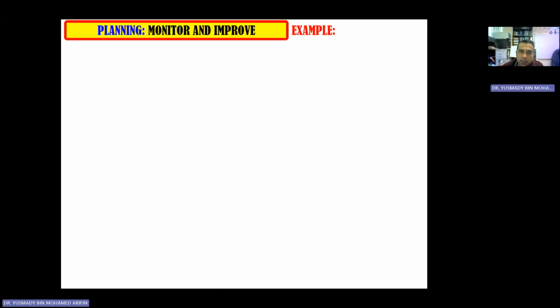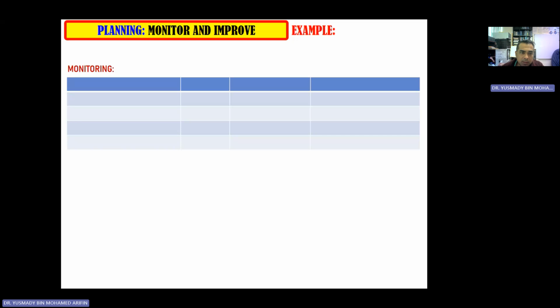Okay, example in terms of monitor and improve. For the monitoring, the table shows the example for the monitoring process. So we have parameter, frequency, responsibility, and also tool or method. For example, in terms of energy consumption, in terms of frequency, how many times we need to monitor the energy consumption. For this example, the frequency will be monthly.